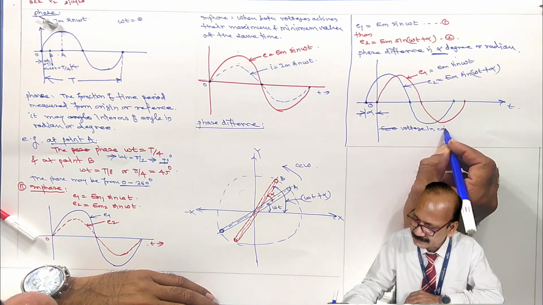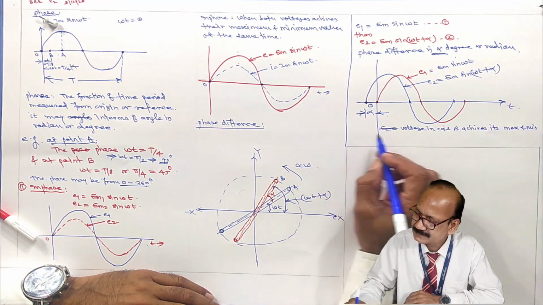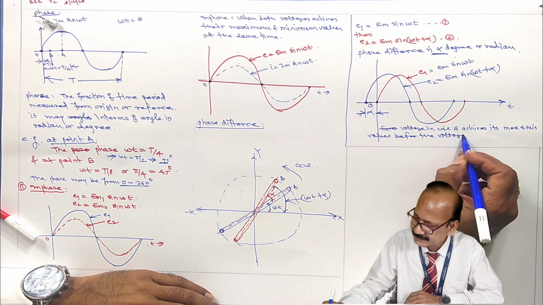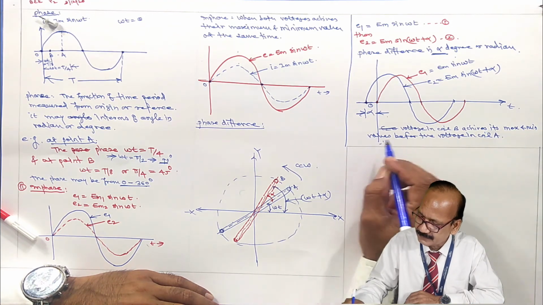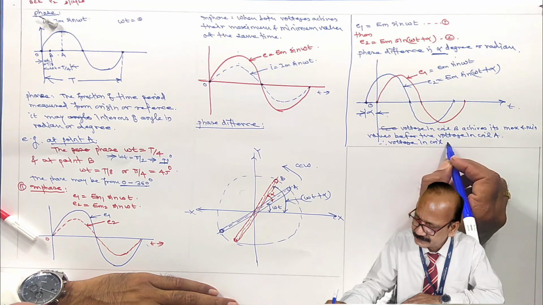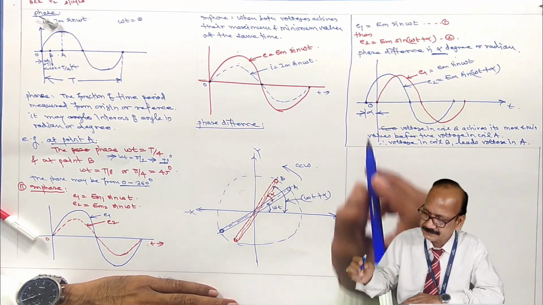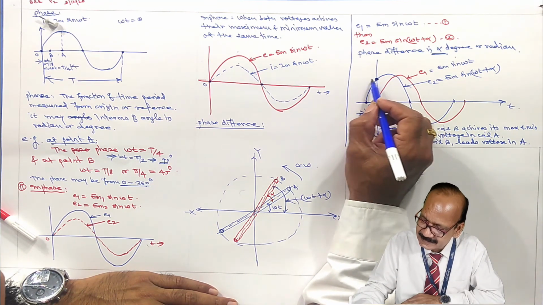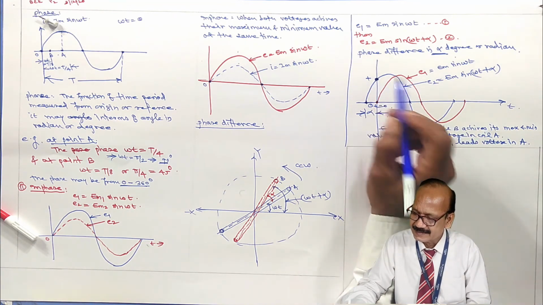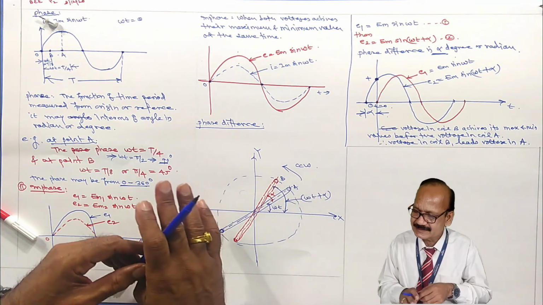Voltage in coil B achieves its maximum and minimum values before the voltage in coil A. Therefore, the voltage E2, voltage in coil 2 or coil B, leads voltage in A. Now the important point is, say this value is positive, at t equal to 0, the leading quantity has a positive value.